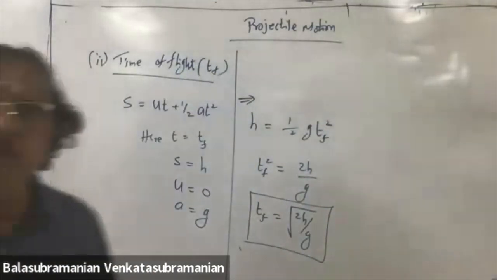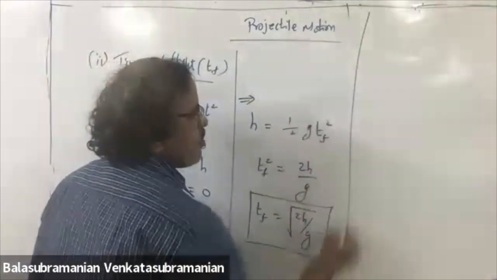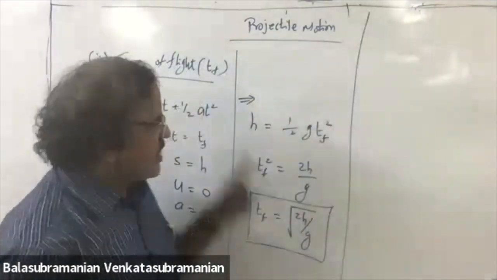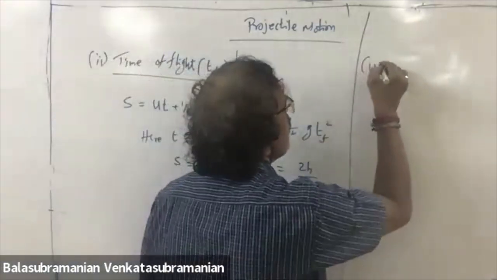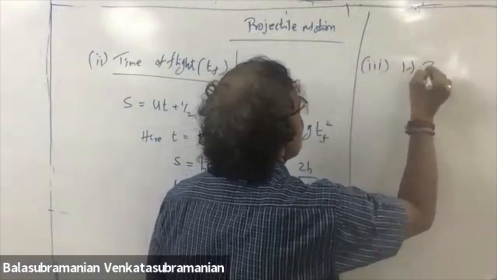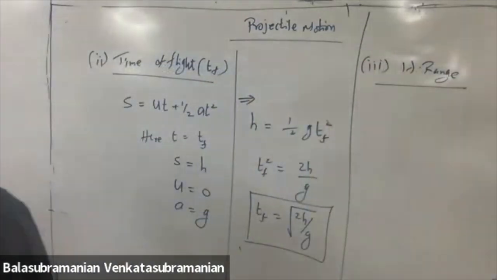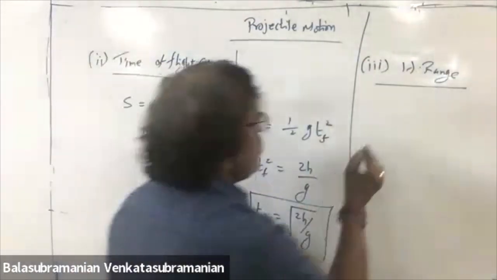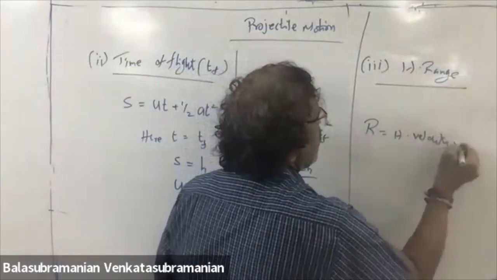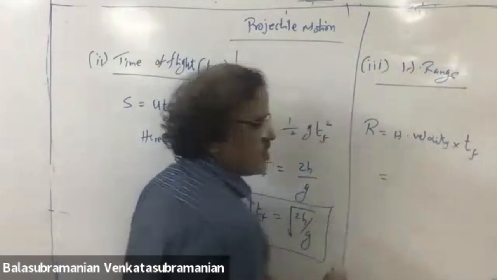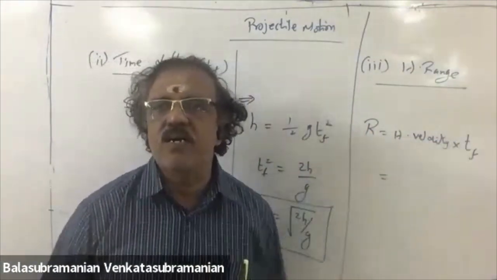First, we have taken the path of the projectile and proved it is a parabolic path. Second, we have done time of flight. Third, horizontal range. Horizontal range means horizontal velocity into time of flight. Simple. Distance is nothing but velocity into time, that formula.